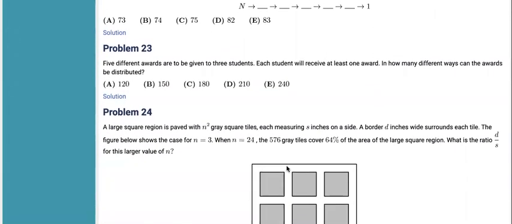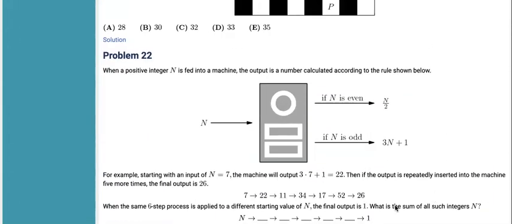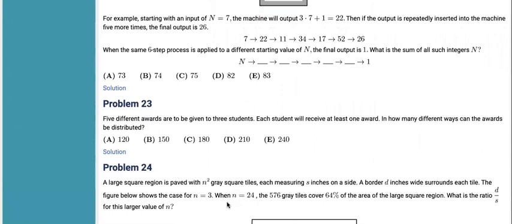Okay, problem 23, 5 different awards. Wait, am I trolling? 1, 4, 2, 1, 4, 2, 1. Okay, it's got to be right.